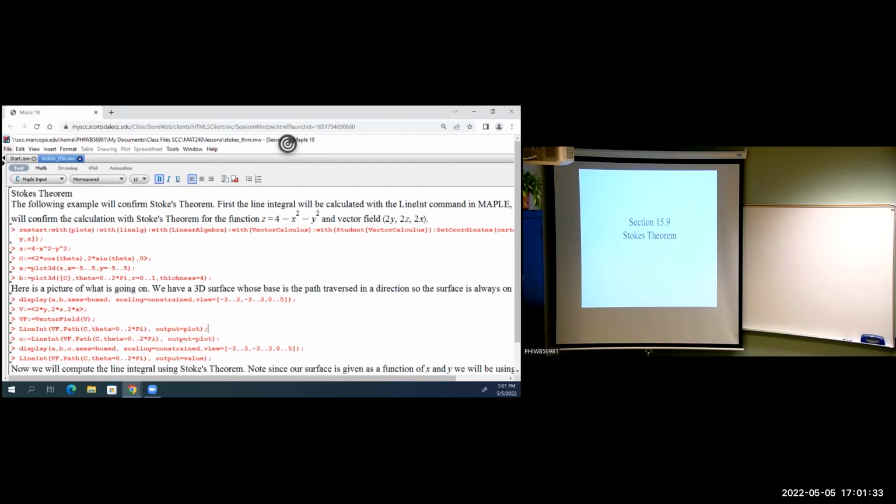Let's start off with the PowerPoint. If you guys at home, you can always bring the PowerPoint up because I know it's not always the easiest to see on the video. Stokes' theorem is actually just a generalized version of Green's theorem.